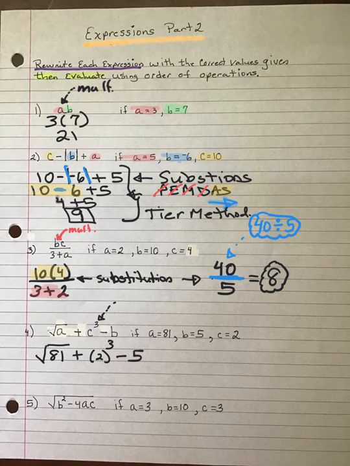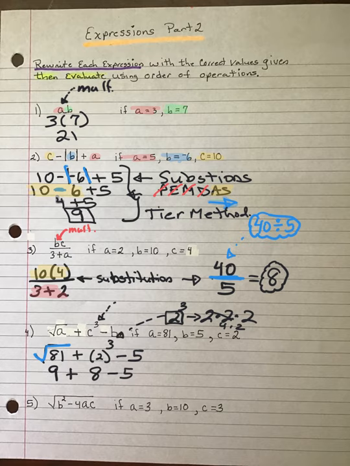So the square root of 81, what number times itself is 81? So 9 times 9 is 81. So the square root of 81 is 9, plus, and then 2 cubed. Remember, 2 to the third power is how you read that, and that means 2 times 2 times 2. And 2 times 2 is 4, and 4 times 2 is 8. So 2 to the third power is 8.